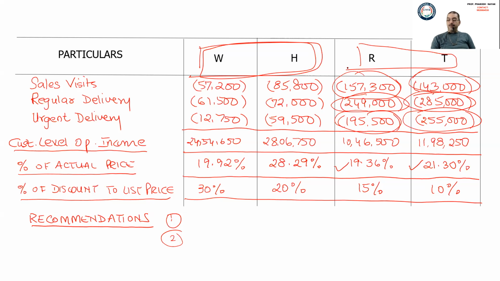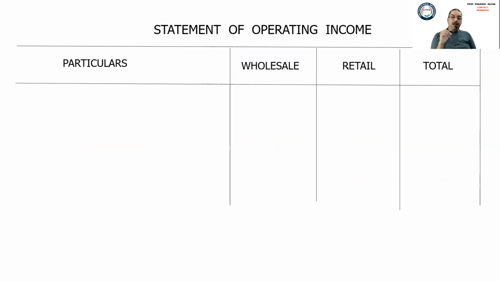Prepare income statement. So let us see operating income statement. Write down statement of operating income. Now what you do is particulars, wholesale, retail. Now wholesale, when I write, it is W plus H. And retail, when I write, it is R plus T. And then total. Prepare a statement like this.